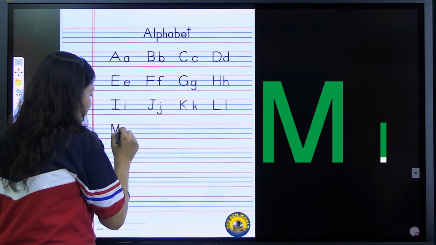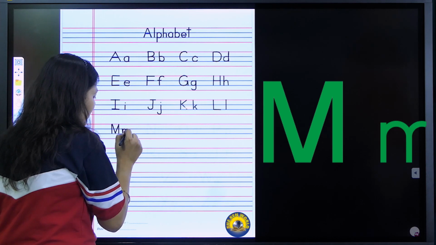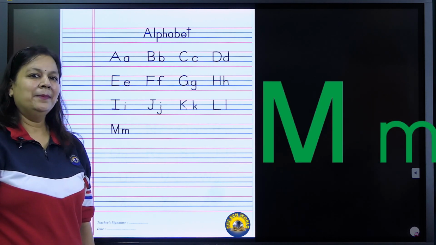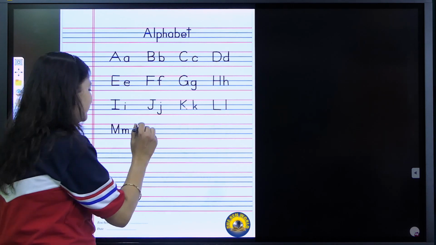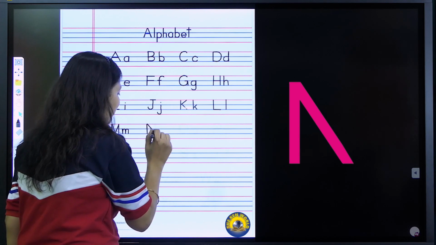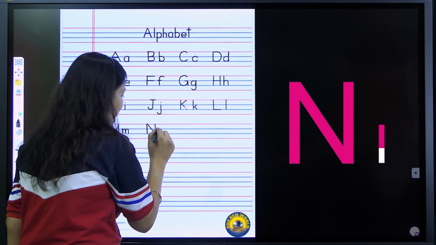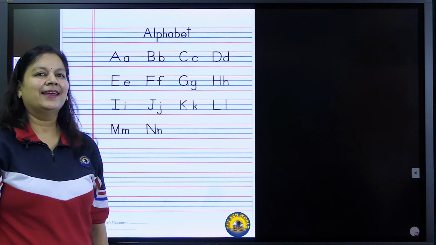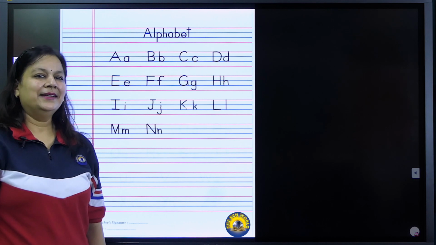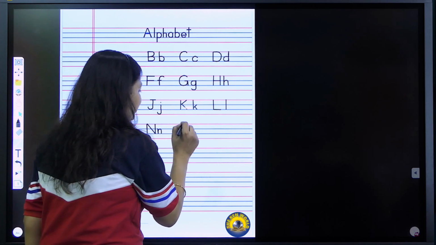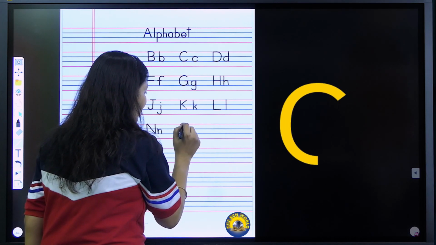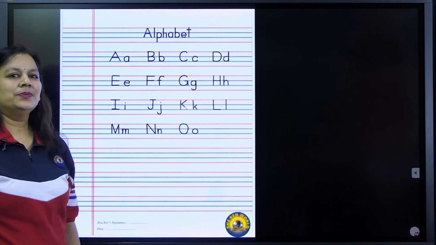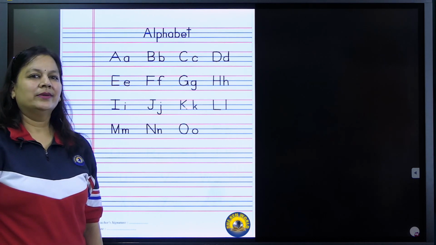Uppercase M, lowercase M. Speak loudly. M, M, M. After M, it's N. Uppercase N, lowercase N. Speak aloud. N, N, N. The next letter is O. Uppercase O, lowercase O. Speak loudly. O, O, O.